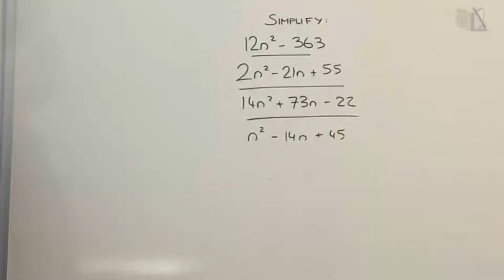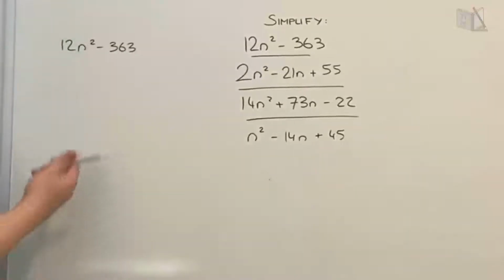The following complex fraction: 12n squared minus 363 over 2n squared minus 21n plus 55, all over 14n squared plus 73n minus 22 over n squared minus 14n plus 45. The key thing to notice about this expression is that each numerator and denominator can be factored, and we're going to do that so we can see what factors are common between each of these fractions and then cancel them out. Let's start off by looking at 12n squared minus 363.